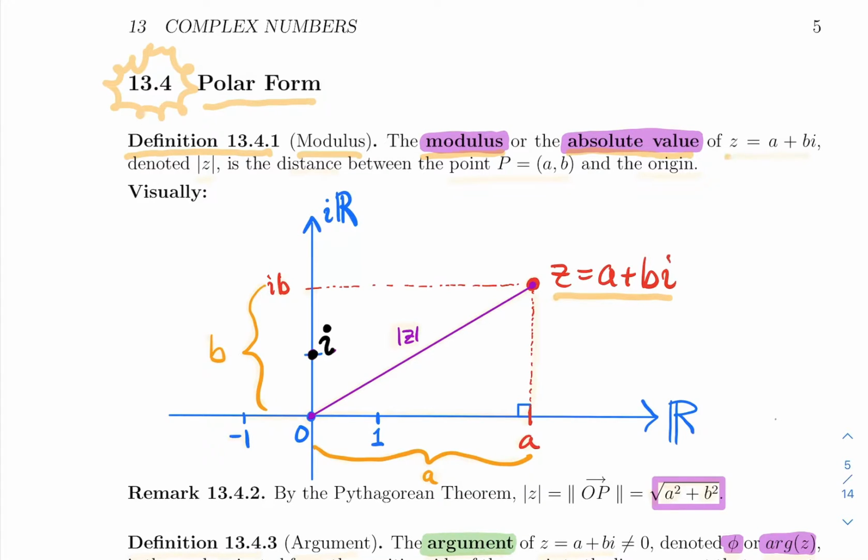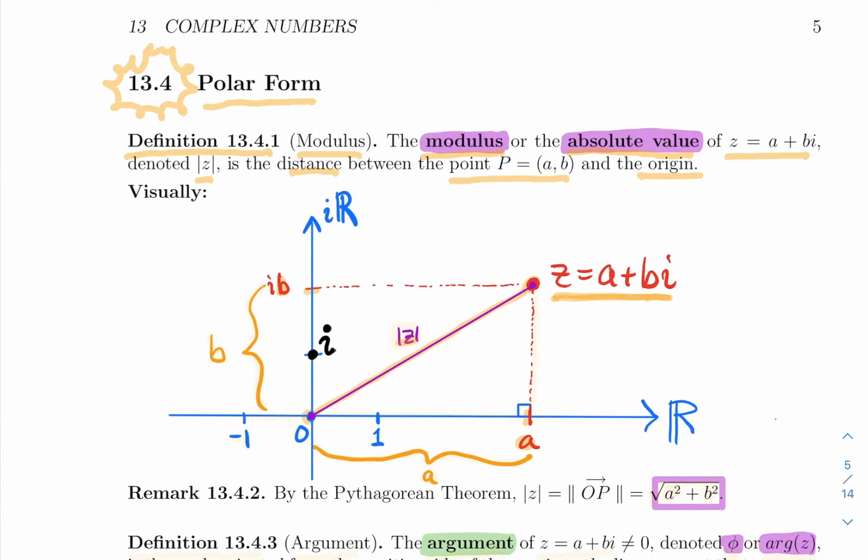The first one is the modulus of a complex number, also called the absolute value of a complex number. So if you start with a complex number z = a + bi, the absolute value of z, using the same notation as absolute value, is simply the distance between the point P at the location (a, b) and the origin. So the x coordinate is a, the y coordinate is b, so the absolute value is just the distance between the origin and the point z.